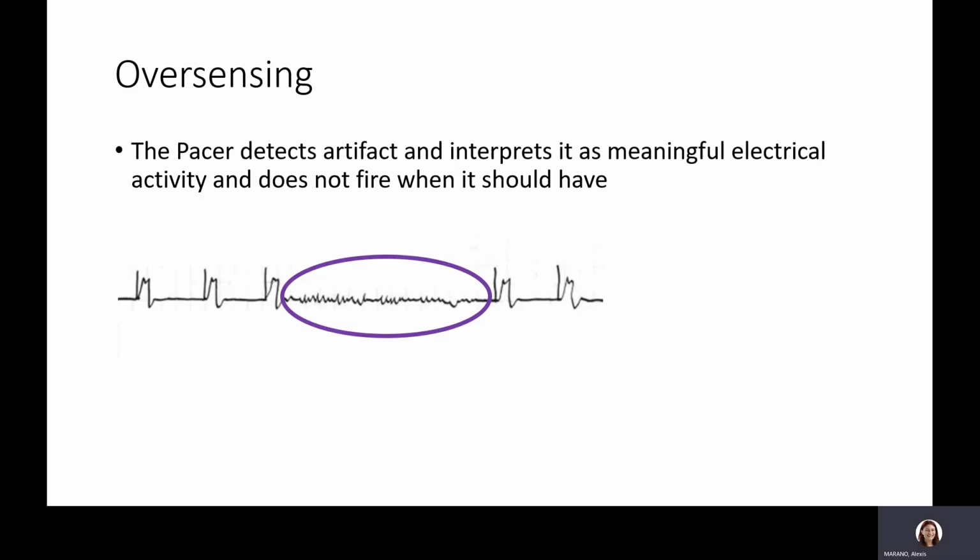Oversensing is the next pacemaker malfunction. This is where the pacemaker detects artifact and says it's meaningful activity, and so it doesn't get involved when it should have. So I like to tell a little story. If this is like my 5-year-old little daughter who is in the kitchen and she is clinking around with dishes, and I'm sitting down on the couch reading a book and I'm thinking, oh, thank goodness, someone's washing dishes. At least I don't have to do it.